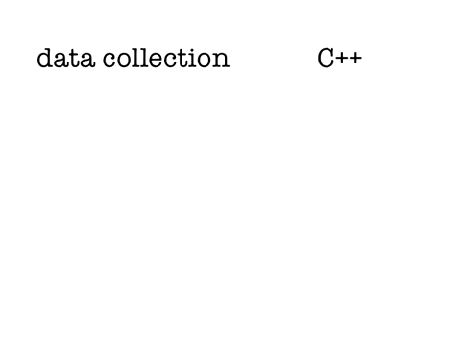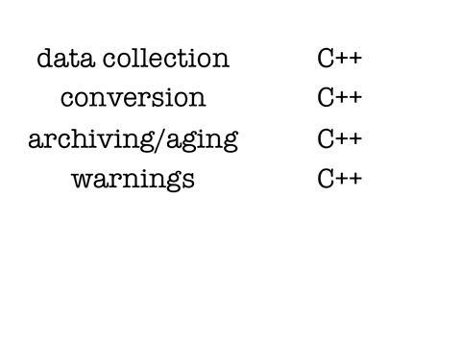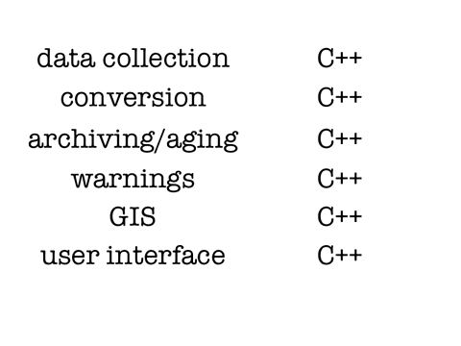The system was called AWIPS, the Advanced Weather Interactive Processing System. It's a typical government acronym, not very good. We had a variety of tools at our disposal to develop AWIPS. For data collection, we used C++. For conversion, because we had all this data, it had to be scaled to various map backgrounds, we used C++. For archiving and aging of that data, we used C++. For generating warnings for the public, we used C++. For geographic information, like county boundaries and road maps, C++. And the user interface was also C++.